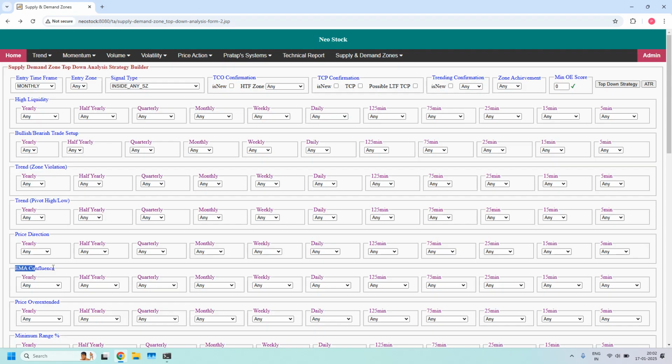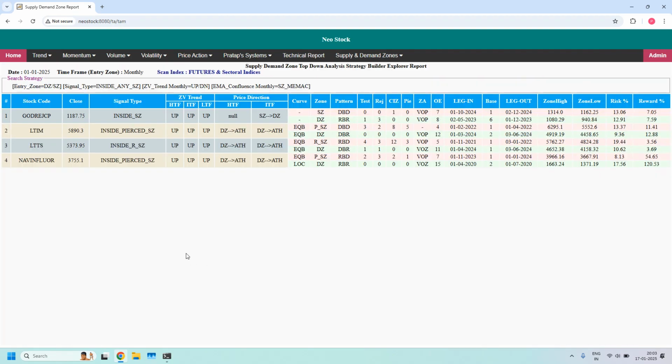So in the EMA confluence at monthly time frame, I am setting the filter: monthly supply zone having monthly EMA confluence, and the trend on monthly time frame should not be sideways, it can be up or down. Let's filter. We got 4 stocks. So these 4 monthly supply zones are having monthly EMA confluence.